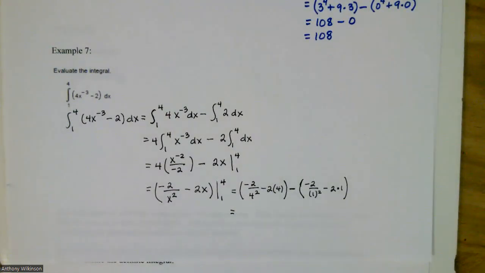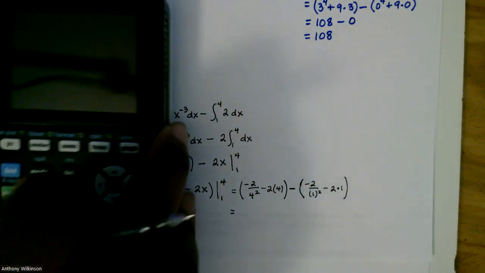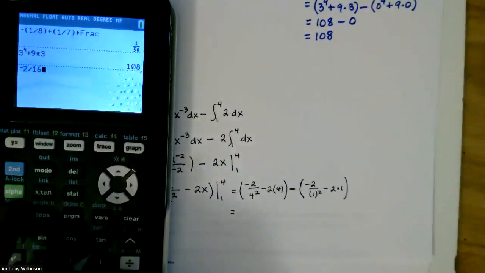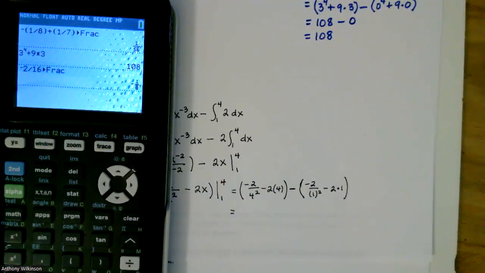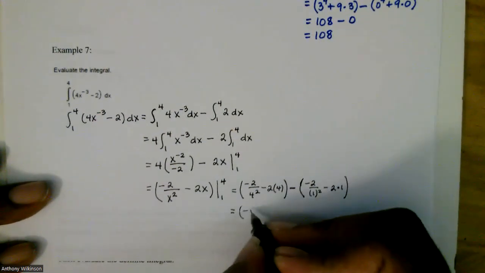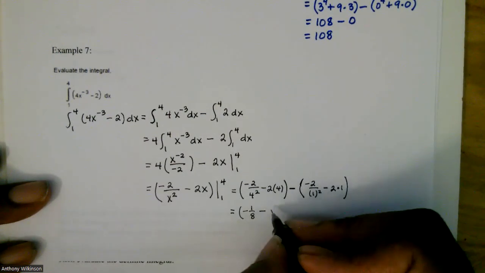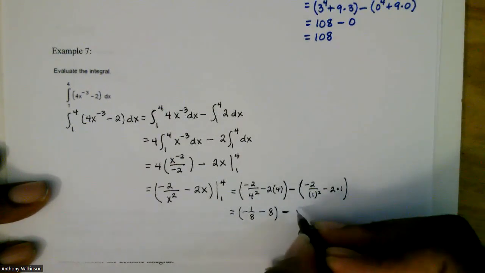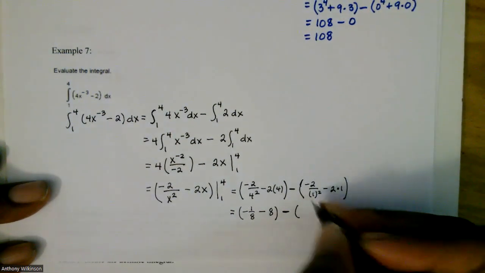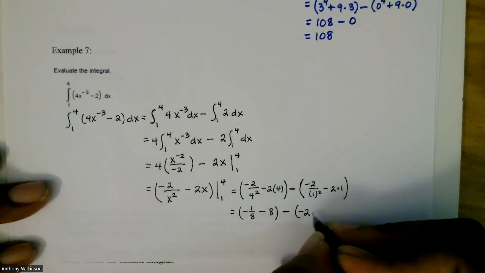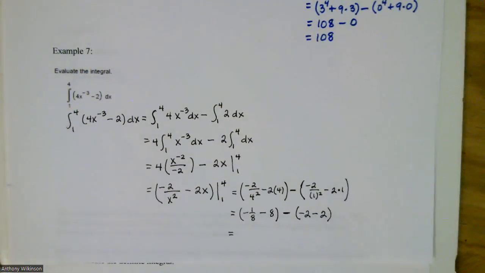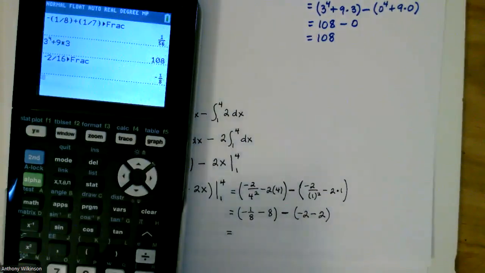Okay. Now, 4 squared is 16, so if I have negative 2 over 16, and if I reduce that as a fraction in simplest form, it would be negative 1/8. Minus 2 times 4, which is 8. And then minus 1 squared will be 1, negative 2 divided by 1 would be negative 2, minus 2 times 1, which is 2. Now I'm going to do negative 1/8 minus 8 in the calculator.